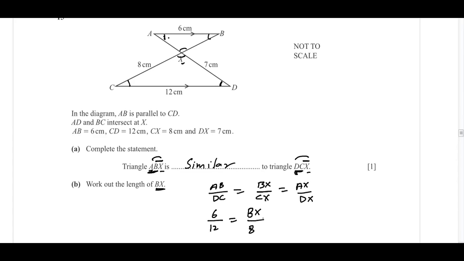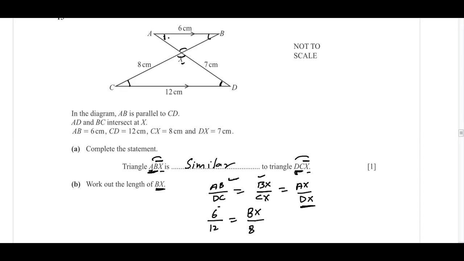So find BX in that case. No need for this one, because whatever we need, we can get from these two ratios only. So leave this ratio. Even though I don't have AX and DX, I don't need them. So that's why I will just keep these two.